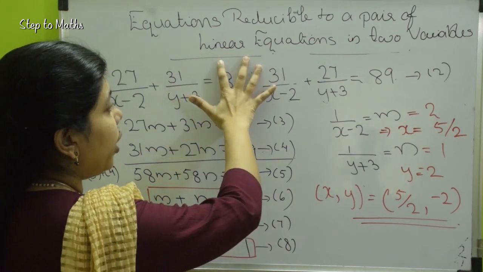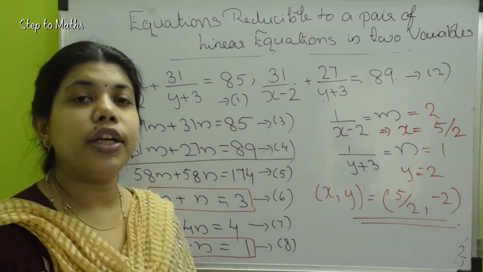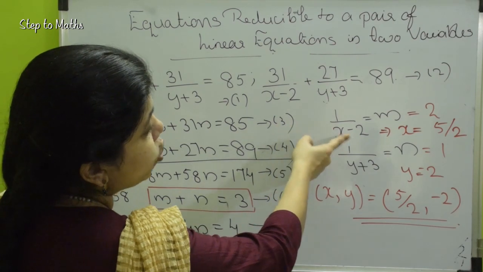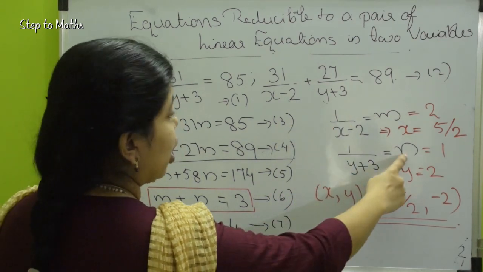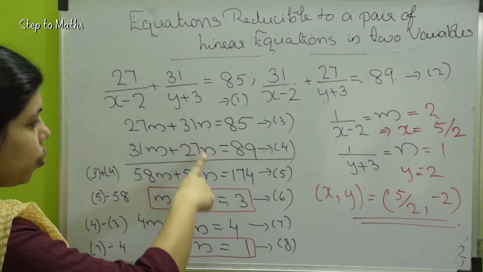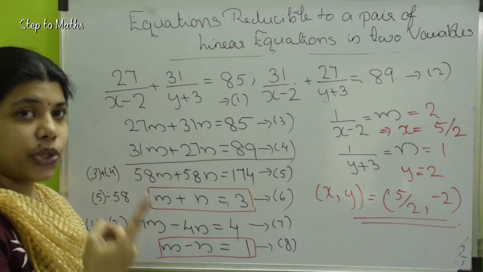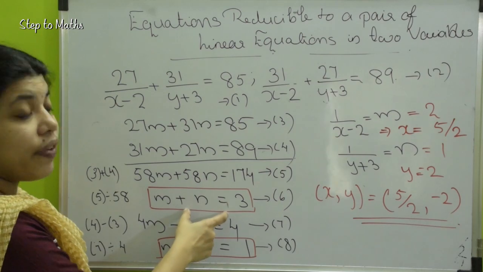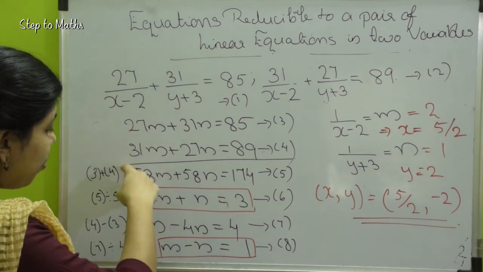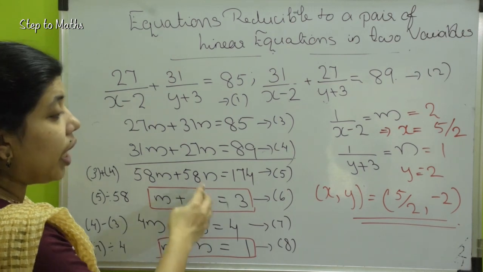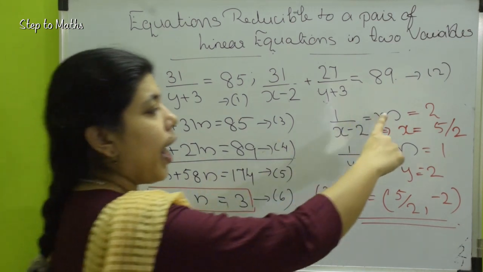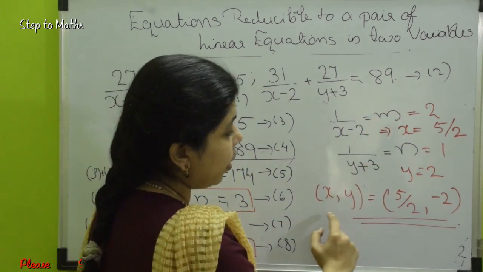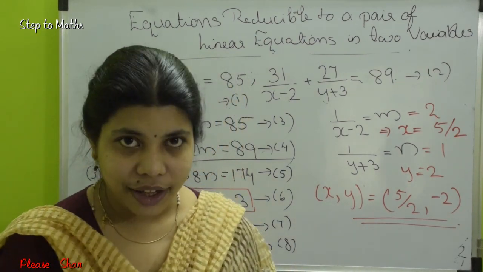Here the given equations are not in the standard form of linear equation. So we make some substitutions. Here 1 upon x minus 2 is m and 1 upon y plus 3 is equal to n, and we rearrange the given two equations. Here the equations have another speciality, that the coefficients are interchangeable. So after adding the equations we get one simplified equation, and when we subtract we get another simplified equation. Using these two equations we find out the values of m and n, and again substituting the values of m and n, we get the values of x and y.